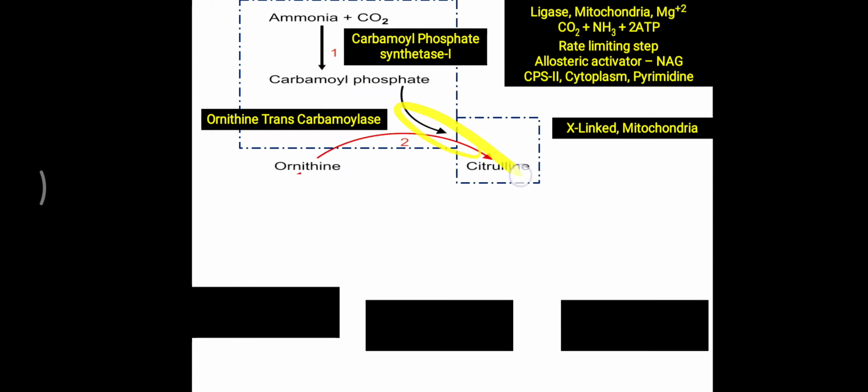From the mitochondria, this citrulline will go outside into the cytoplasm. Now inside the cytoplasm, this citrulline will combine with one more molecule, that is aspartate or aspartic acid. So citrulline plus aspartate will combine and make argininosuccinate. The enzyme here is argininosuccinate synthetase, the same as carbamyl phosphate synthetase. This argininosuccinate synthetase forms the argininosuccinate molecule.